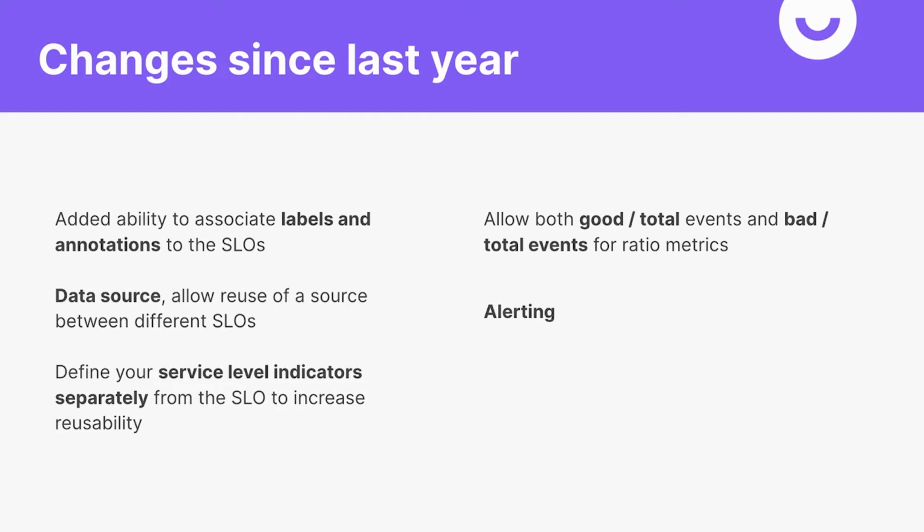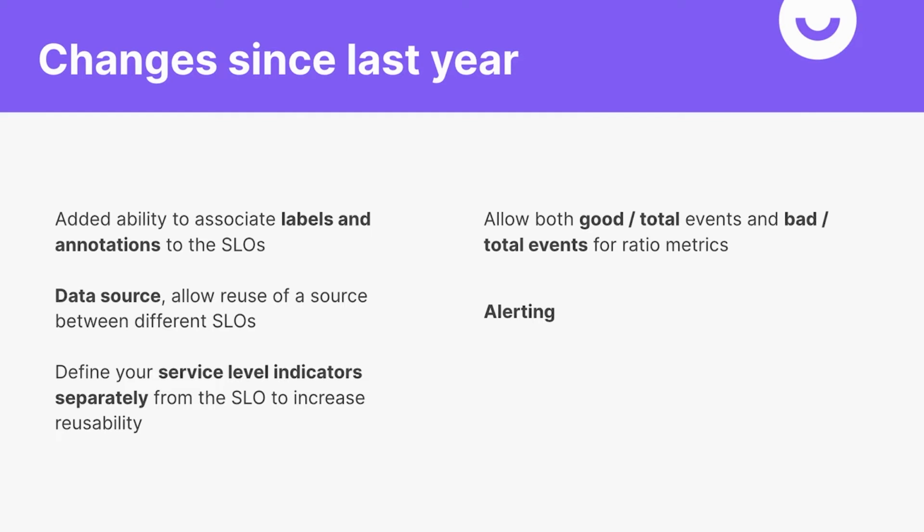Changes since last year. Since last year's announcement, a group of contributors has been working on improving the specification. Some of these improvements are: 1. Added the ability to associate labels and annotations with SLO, allowing you to define implementation or system-specific metadata such as the dashboard URLs or the team owning the SLO.